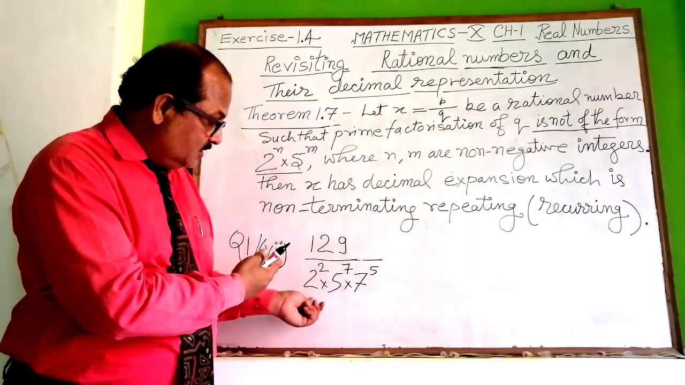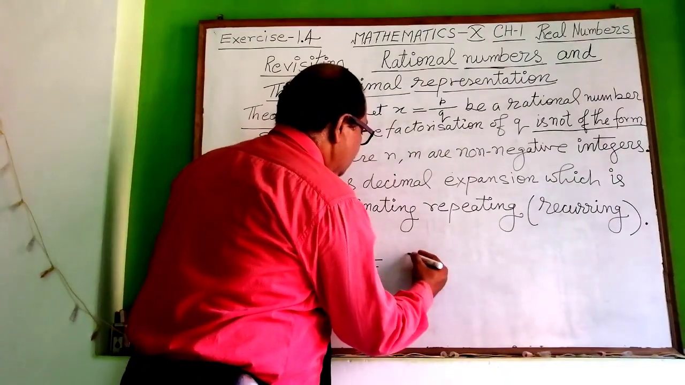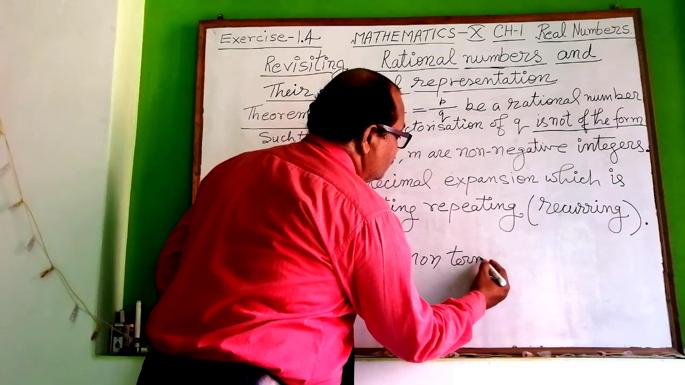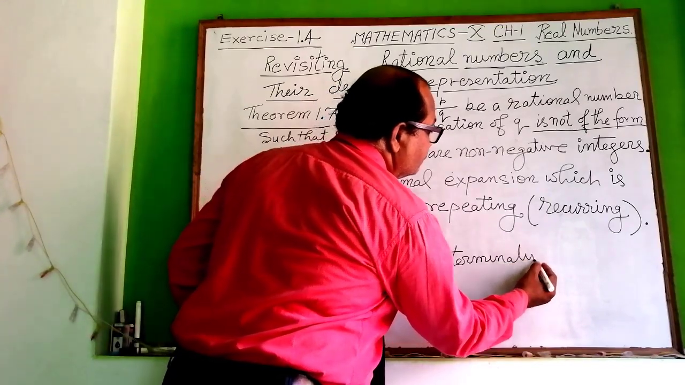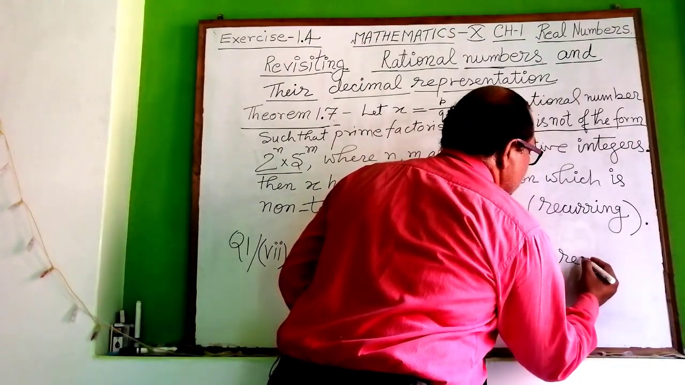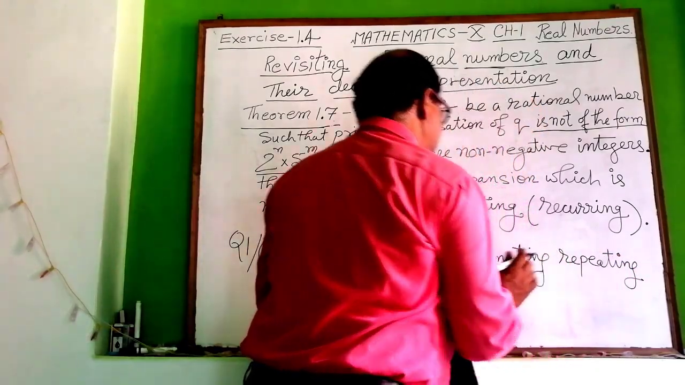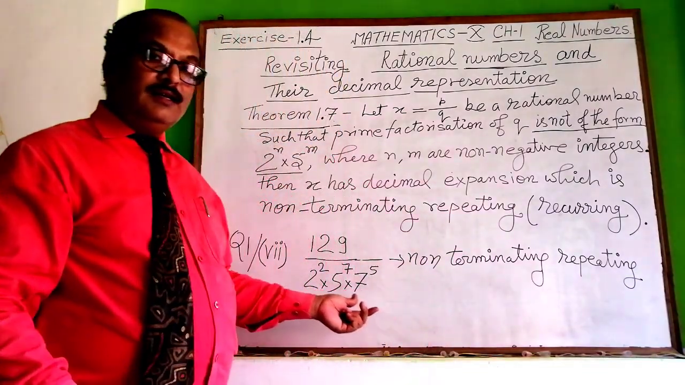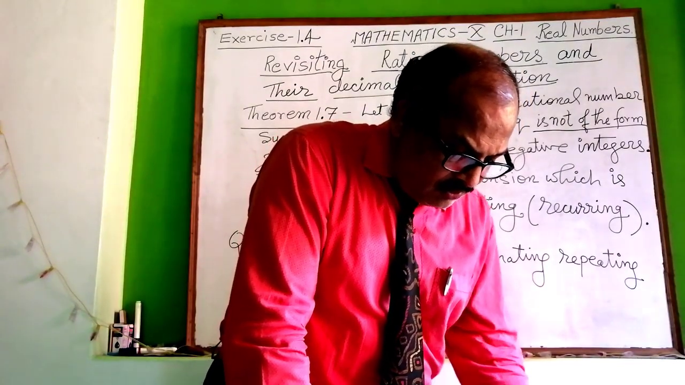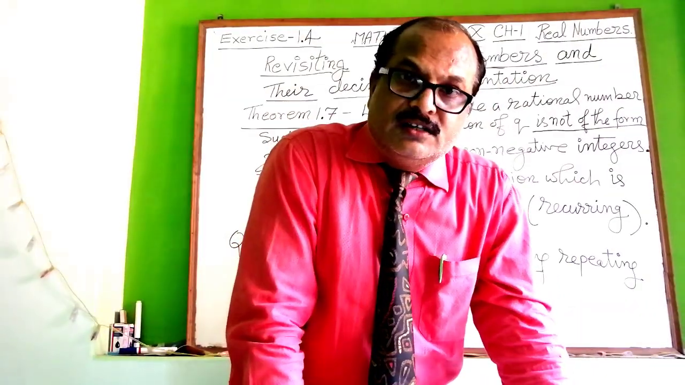But if it is not in this form and some other factor is also involved, then this type of number will be non-terminating repeating, or you can say recurring. So for question number 1, I would like to say some more about it. I am going to read question number 1. What is the full question?